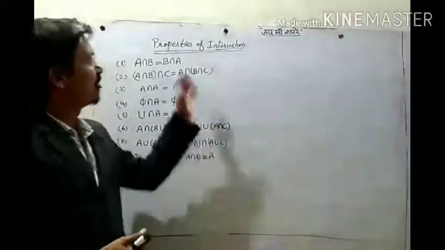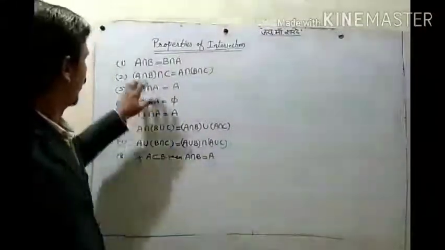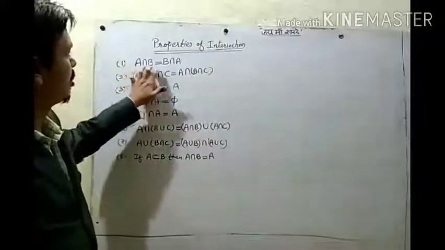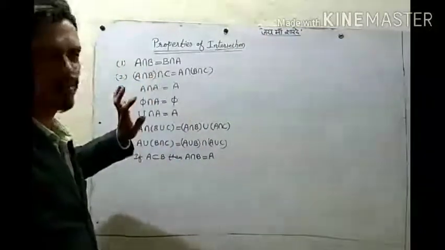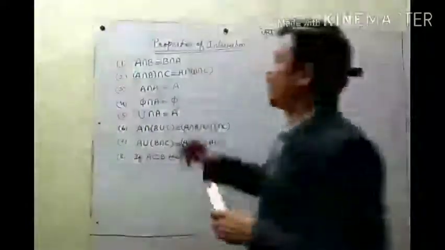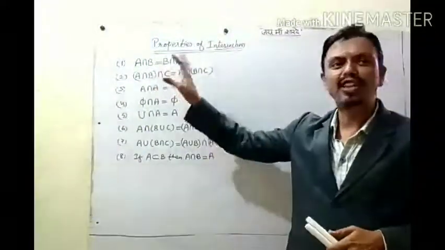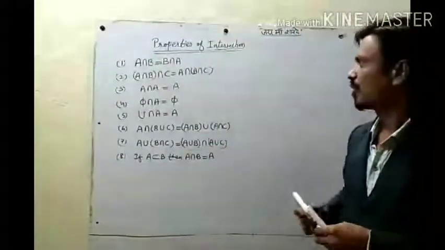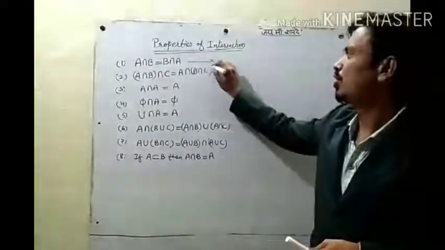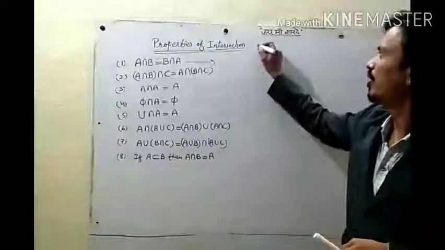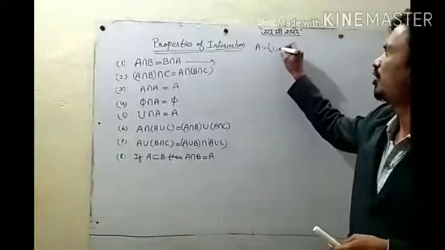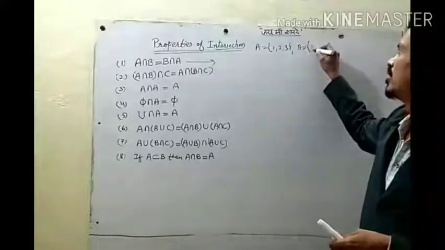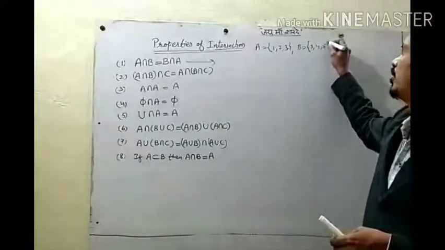Now see the properties of intersection. Now first property of intersection is A intersection B is equal to B intersection A. If we take intersection of two sets in any order, again their values are same, like union. So intersection also commutative. If we take two sets, A 1, 2, 3 and B is having 3, 4, 5.